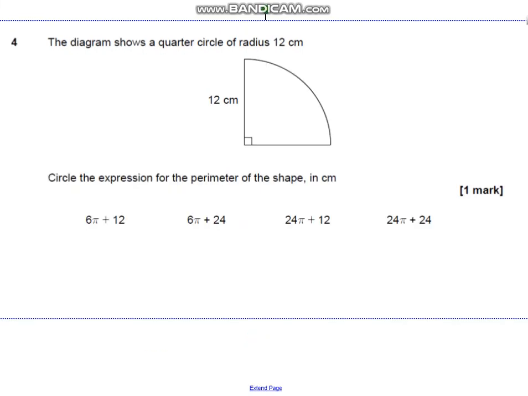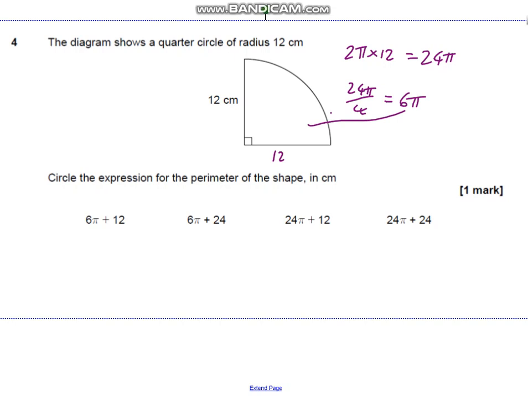Okay, moving on to question 4. So here we've now got a quarter circle, which means that's 12 as well, and we've got to figure out the circumference, well, the length of this arc here. Okay, now if we had the whole circle, that would be 2 pi r, so 2 pi times 12. With the entire circle, that would be 24 pi, but this is only a quarter of it, and so 24 pi divided by 4 is 6 pi.